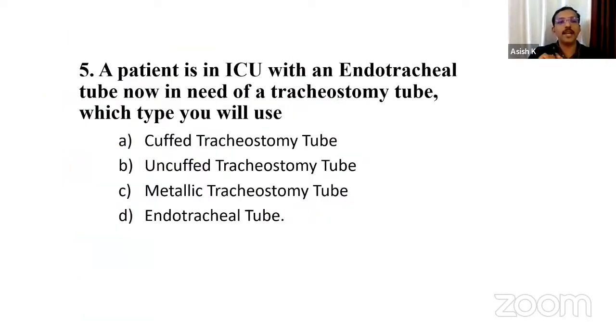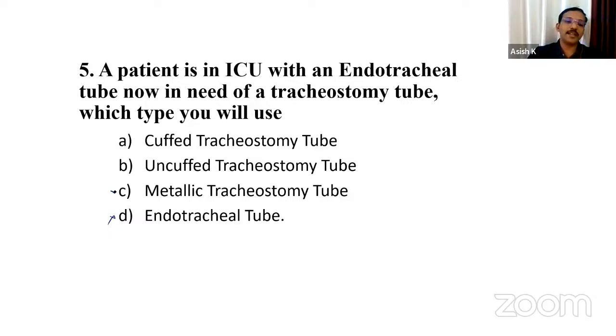The fifth question: a patient in ICU with an endotracheal tube now in need of a tracheostomy tube. Which tube will you use? That was a question. Now, obviously, the patient is already on an endotracheal tube. We don't have to consider anything about an endotracheal tube nowadays.